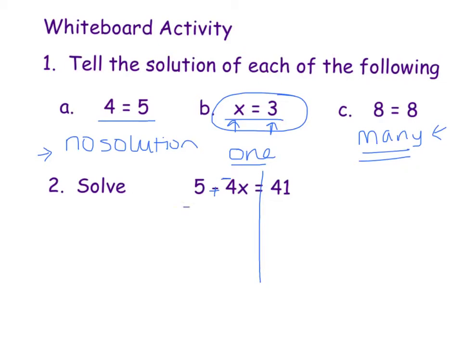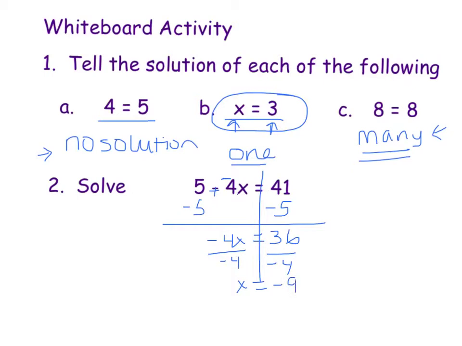Now you can see that you can subtract 5 on both sides to get a 36 here. And then this is where many of you drop the negative. This 4x is negative. It is not positive. It has a negative with it. So now we're going to divide by 4. So x equals negative 9. Many of you are making that mistake.